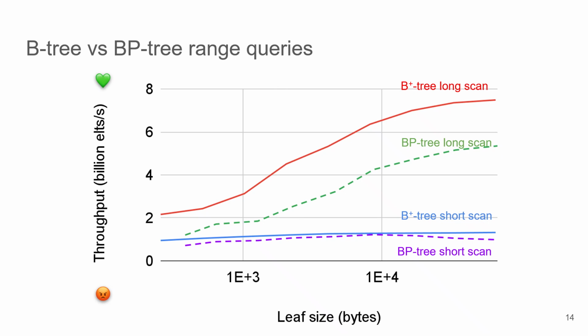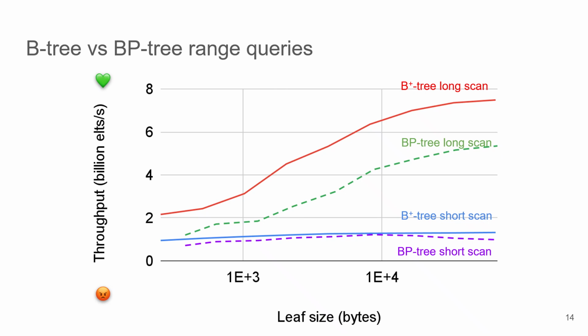While I will note that the B plus tree with these extremely large nodes does better than the BP tree, it is not possible to use those very large nodes with the B plus tree without suffering very slow insert performance. In this experiment, we're testing both long scans, with an average length of 50,000 elements, and short scans, which have an average length of 50.